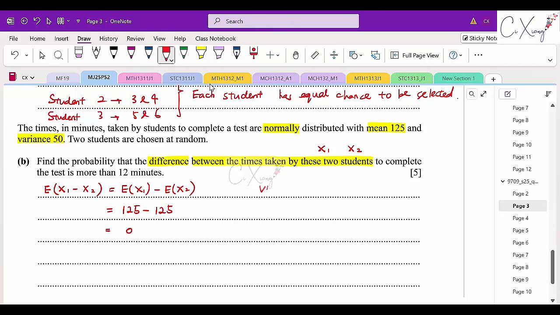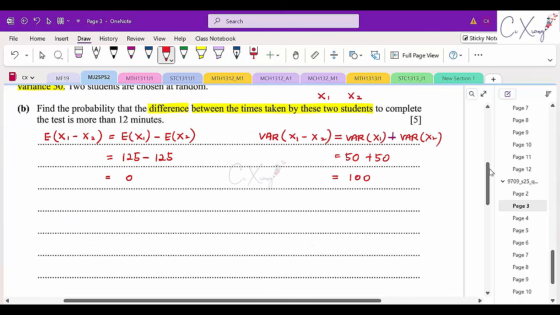Then how about the variance? To calculate the variance for X1 minus X2, it will be the variance of X1 plus the variance of X2. There's no minus for variance; all the variances should be added. Therefore, you have 50 plus 50, and the variance for X1 minus X2 will be 100. When they talk about difference, the symbol we write should be X1 minus X2. Since X1 is normally distributed and X2 is also normally distributed, the linear combination X1 minus X2 should also be normally distributed.